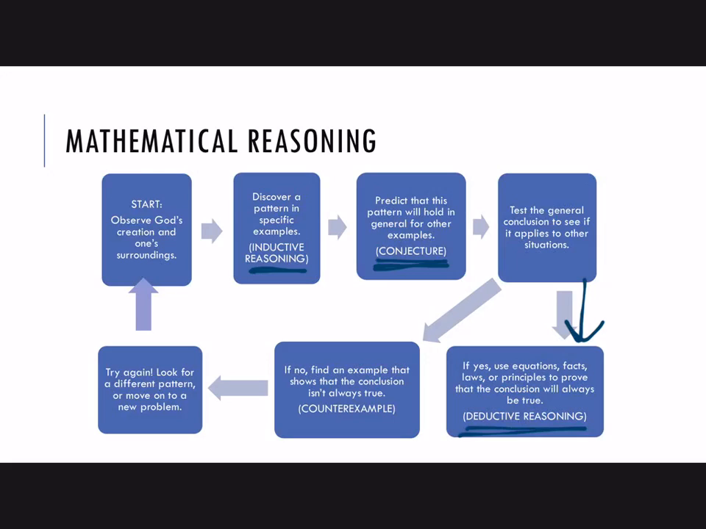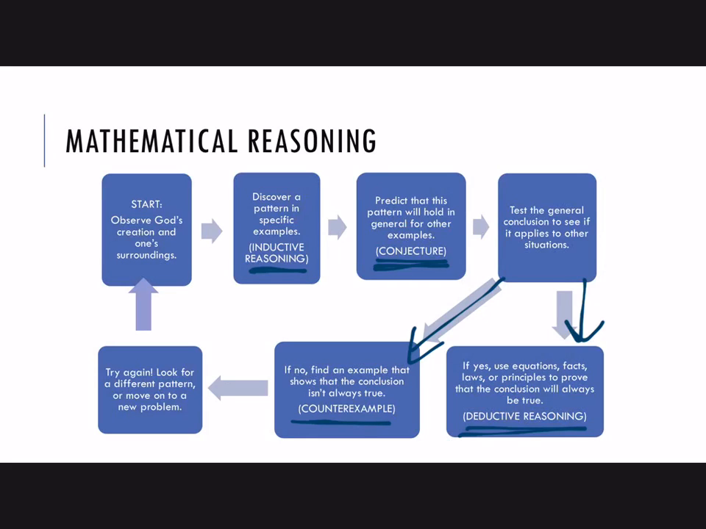If, however, you test that pattern in 30 other examples and you find, okay, no, it didn't quite work out, I don't think this pattern is actually the case. Maybe our circle problem was a good example of that. If we had just gone and actually checked the next circle to see that there were only 31 regions, then we would know right away that pattern didn't work. So if that's the case, then we've probably found an example that shows that the conclusion isn't always true. This is called a counterexample. We'll talk more about that in the next video. So then we try again. You look for a different pattern, or sometimes we move on to a new problem.